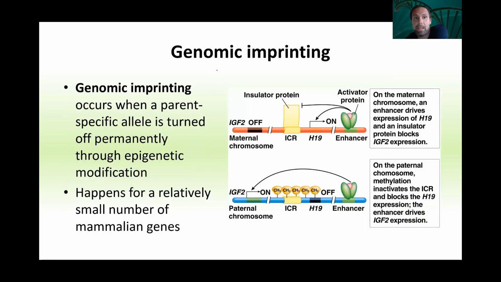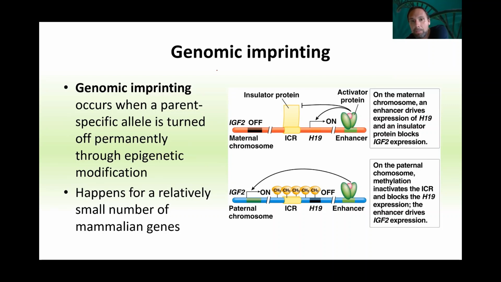But that being aside, genomic imprinting occurs when a parent-specific allele is permanently turned off through an epigenetic modification, usually a methylation. And this is extremely rare, right? There's only a couple of genes where this is an issue, but just to show you how this works, the genes for insulin-like growth factor 2 and H19 are both located on the same chromosome. And in the maternal chromosome, the chromosome that you inherited from your mother, the insulin-like growth factor 2 gene is permanently turned off due to what's called an insulator protein that binds to an insulator region.